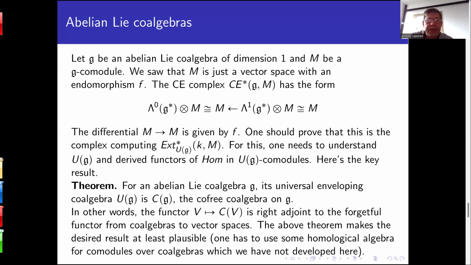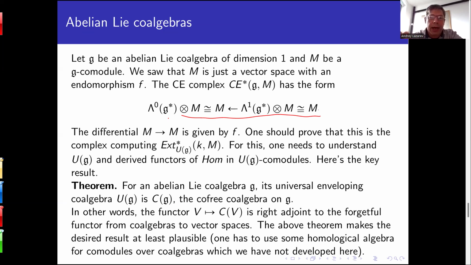Okay, so let G be an abelian Lie coalgebra of dimension 1. What could be easier? It's just a vector space of dimension 1, right? And let M be a G comodule. So what is M? It's just a vector space with an endomorphism F. Then the Chevalley and Eilenberg complex, in this case, has the following form. It has two terms: the zeroth cochains and the one cochains. It's just because the exterior algebra on one generator is two-dimensional, has one, and it has the generator.